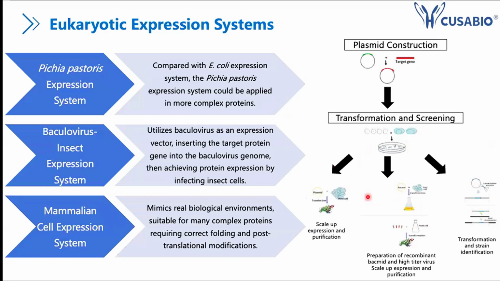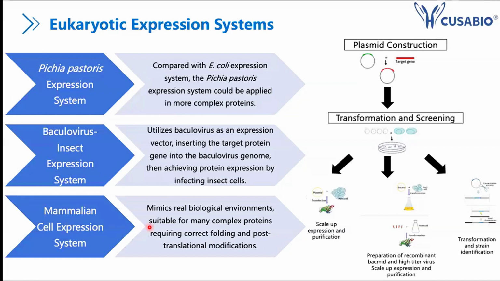And then for the eukaryotic expression system, there are a lot. For example, Pichia pastoris. This one is also a pretty popular one, because compared to the previous prokaryotic E. coli one, it can be applied to express more complex proteins, which require some post-translational modification. And then we also have mammalian cells in this type of expression system.